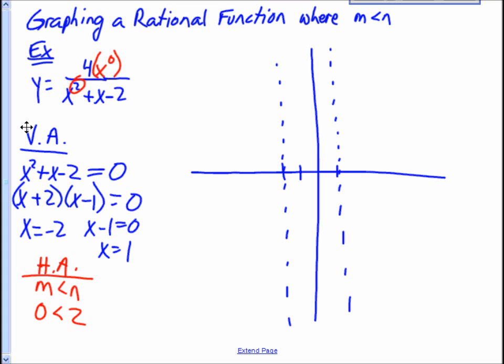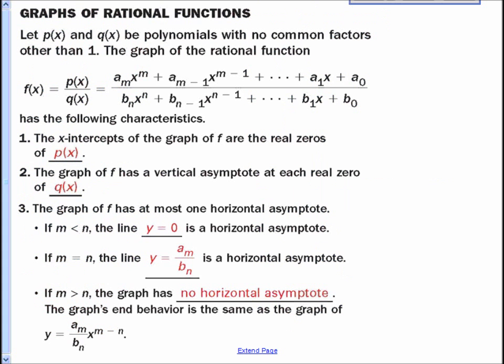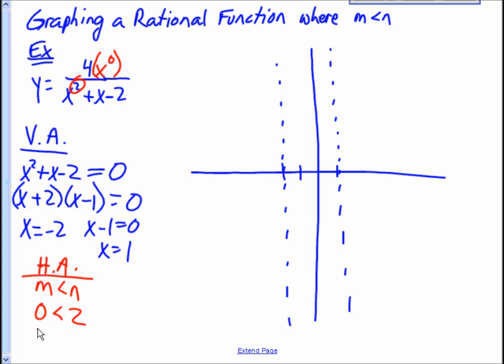So if the degree of the top is less than the degree of the bottom, let's look at it right here. If that occurs, if m is less than n, then the line y equals 0 is a horizontal asymptote. So y equals 0 would be your horizontal asymptote. You immediately write that, y equals 0. And let's talk about that for a minute.